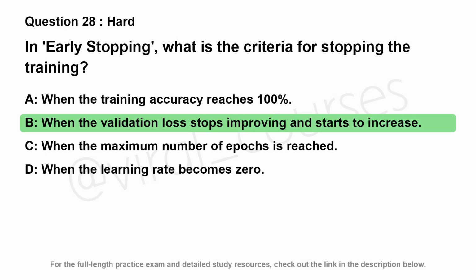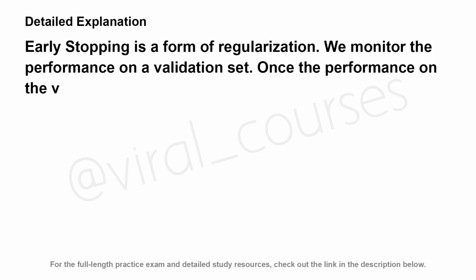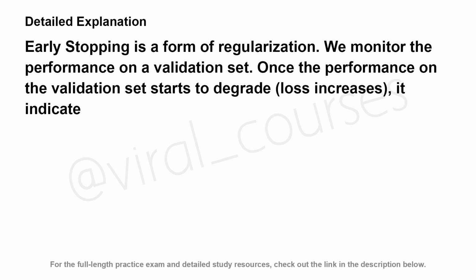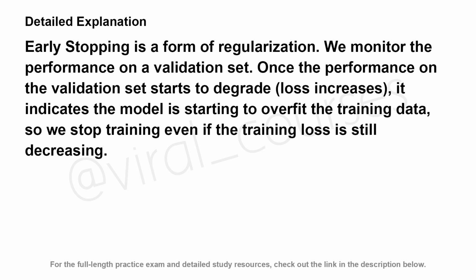The correct answer is B. Early stopping is a form of regularization. We monitor the performance on a validation set. Once the performance on the validation set starts to degrade, meaning loss increases, it indicates the model is starting to overfit the training data. So we stop training even if the training loss is still decreasing.